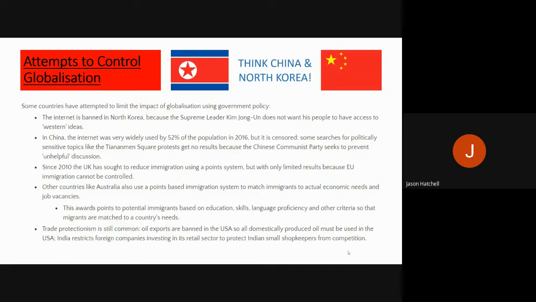And since 2010, we've also seen in the UK pledges to reduce migration numbers in total and limits being put on migration numbers since we have left the European Union. And also, trade protectionism is still a common feature in the world. The USA, particularly in recent years, has tried to control the movement of oil around the world, particularly in relation to the USA itself, in an attempt to decrease the amount of profits other nations are making from resources in the USA, but also, therefore, to control globalization as a whole.